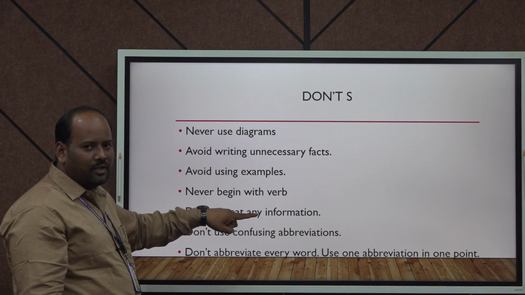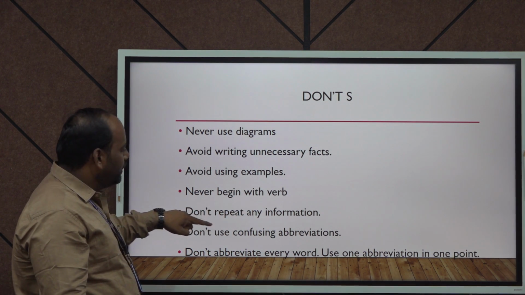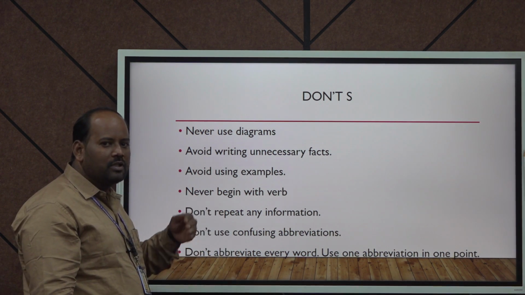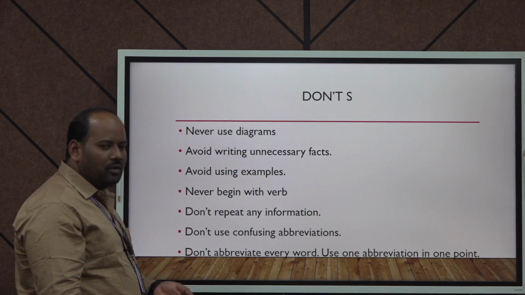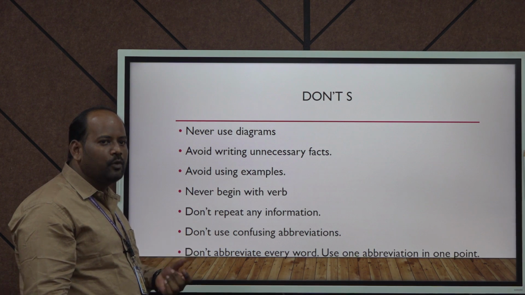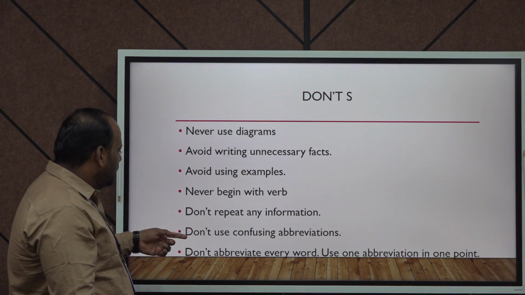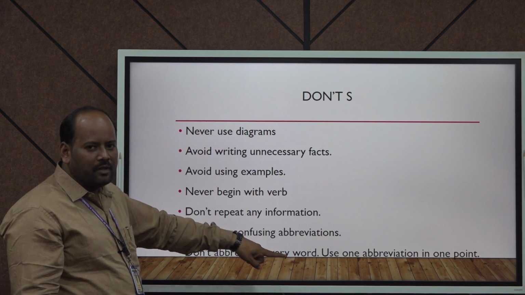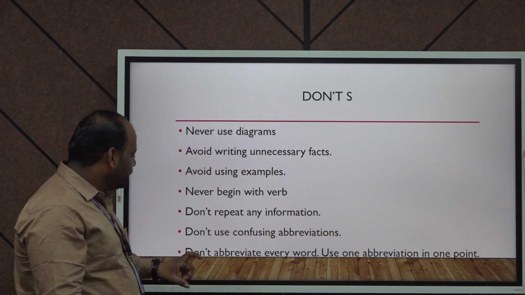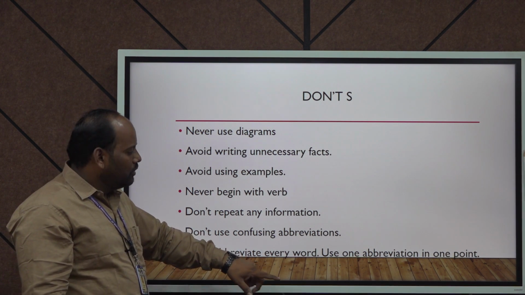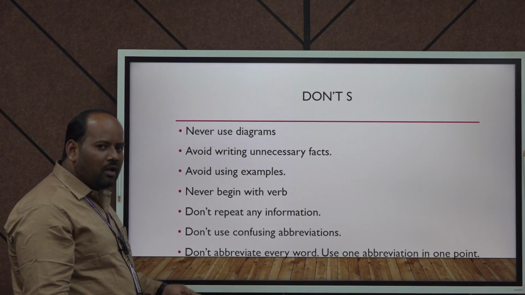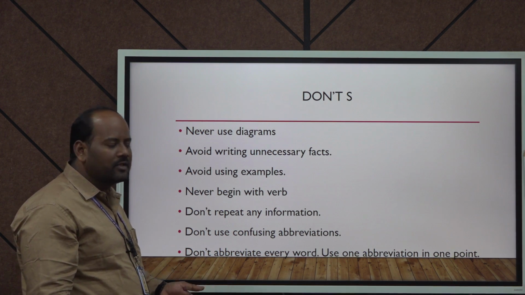Then never begin with the verb. And also don't repeat any information. Repetition is not at all allowed here. If you make more individual points, that will help you to make a recapitulation. And then don't use confusing abbreviations. Already I mentioned that we need to use accepted terms alone here. Then don't abbreviate every word. Use one abbreviation in one point, we can have that, but not all the points in abbreviated terms.